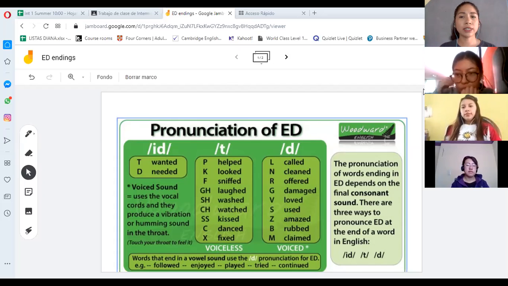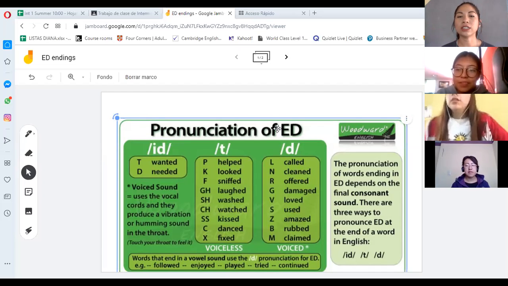So, if there is no voice, if there is no vibration, we pronounce them with T. That is the only way that we can sound the ED, with T. We say help, look, sniff. Esta GH al final también suena como F.